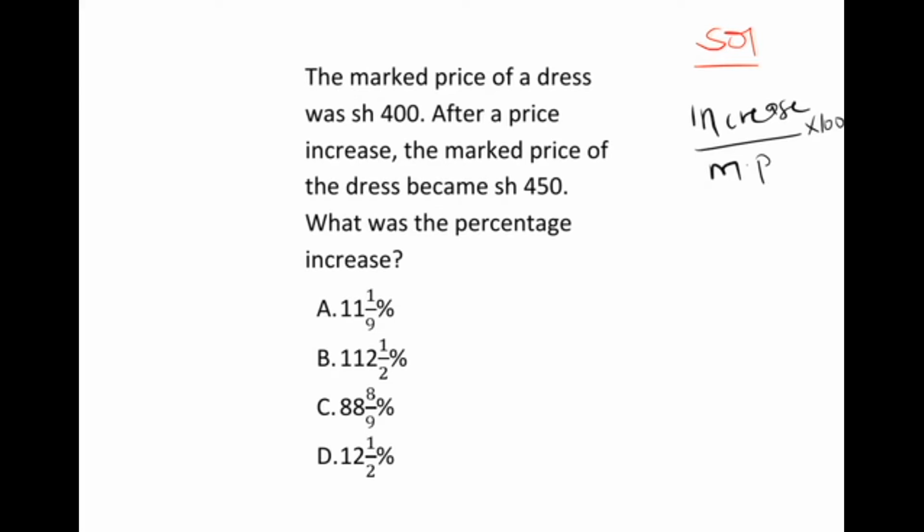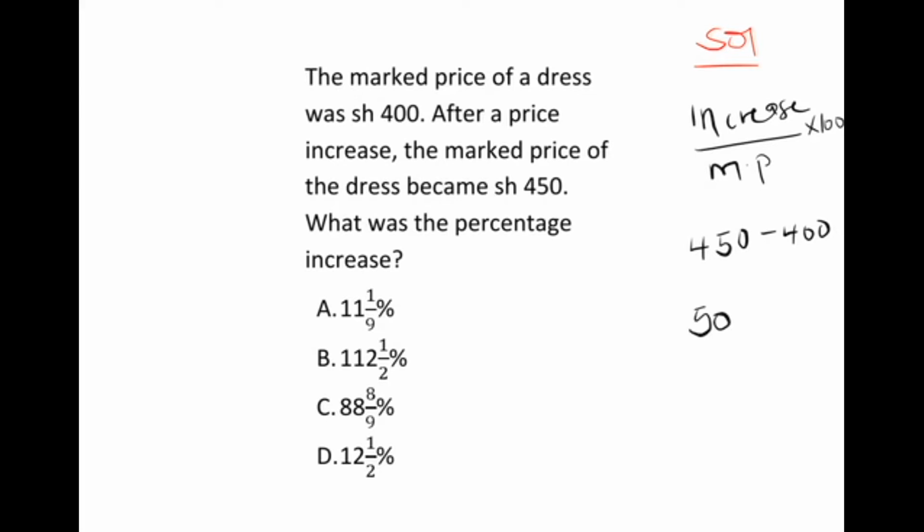Therefore, in our case here, our increase, we shall get it by taking 450 minus 400, which is the marked price. The marked price is 400 shillings. Then after the increase, now the price was 450. Therefore, to get the increase, we get 450 minus 400, which is the marked price. We get 50 shillings. That is the increase.